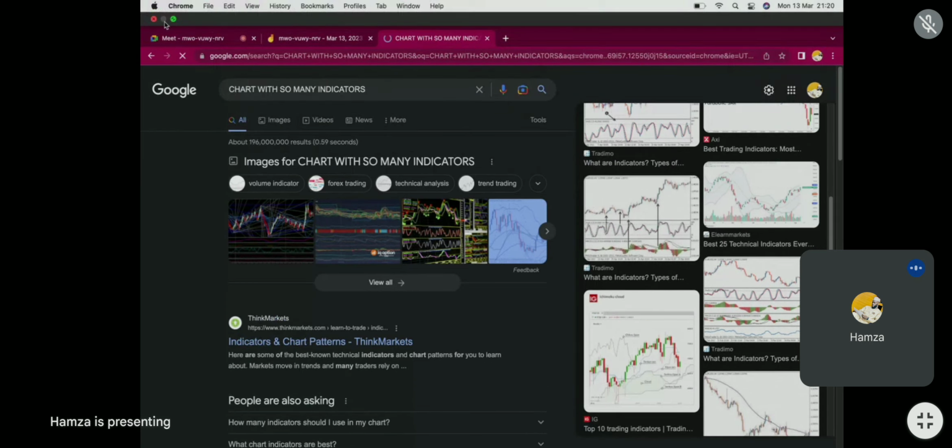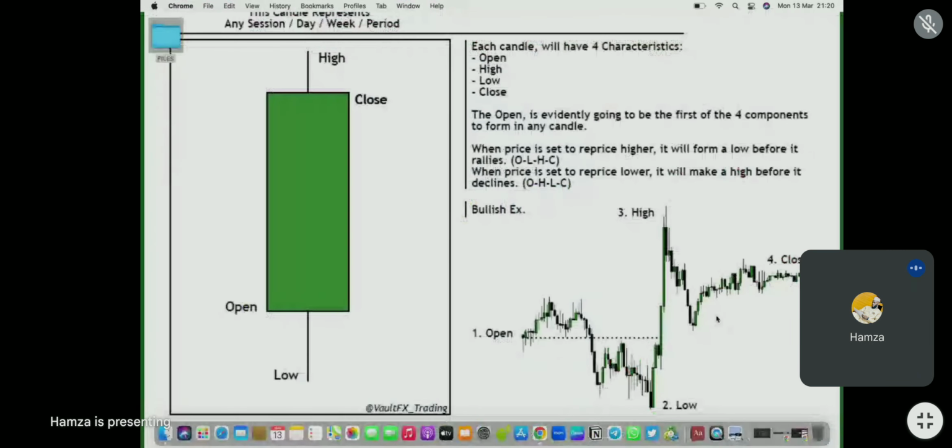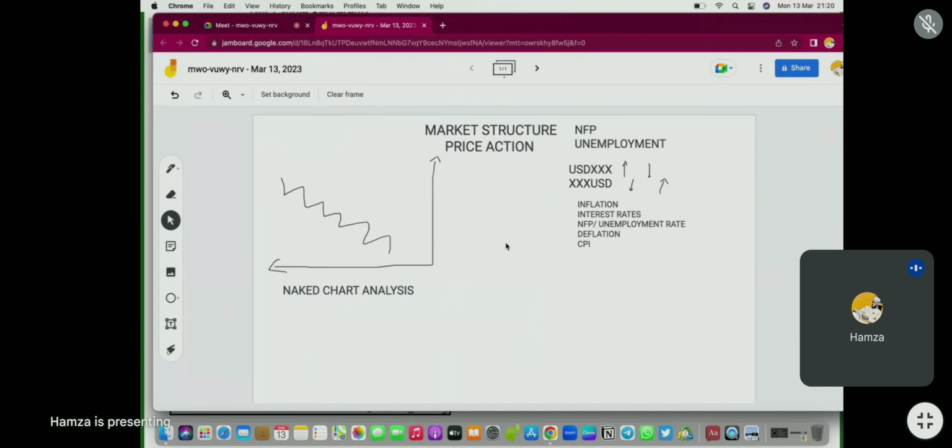Now contrast that with this. Look at this. Just a line and boom. You can literally look at the chart and read what it's saying, react, and take advantage of any opportunity that might present itself. So that shall be our topic for today.